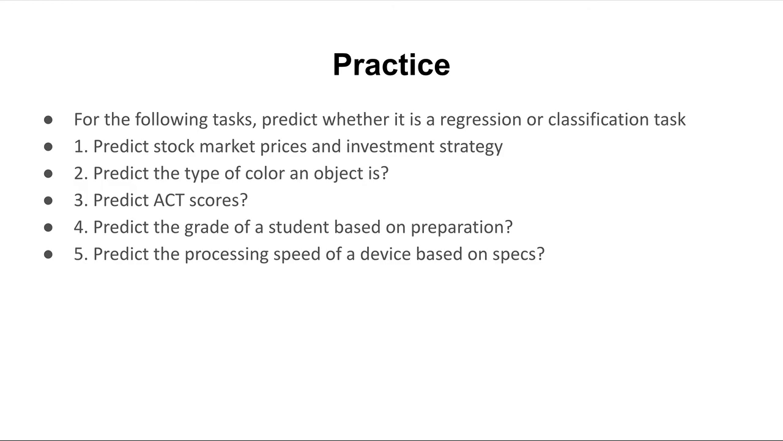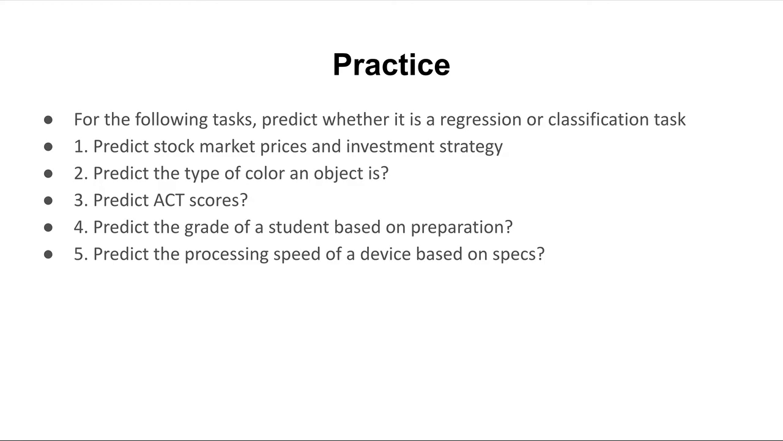Thus, this is regression. And last but not least, number 5, predicting the processing speed of a device based on its specs. This is also regression because the processing speed of a device is a continuous value. And based on the specs are our features, the output itself is the processing speed, which is continuous. Therefore, this is also regression. And hopefully you found this practice pretty useful to validate your skills for distinguishing between classification and regression.